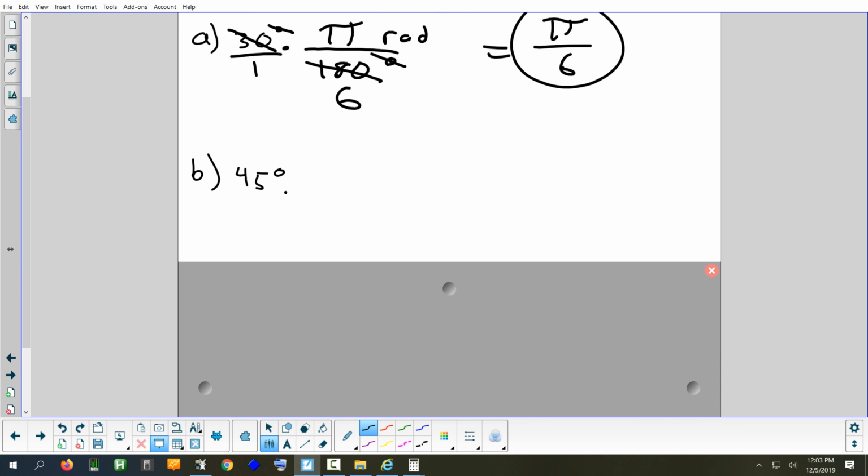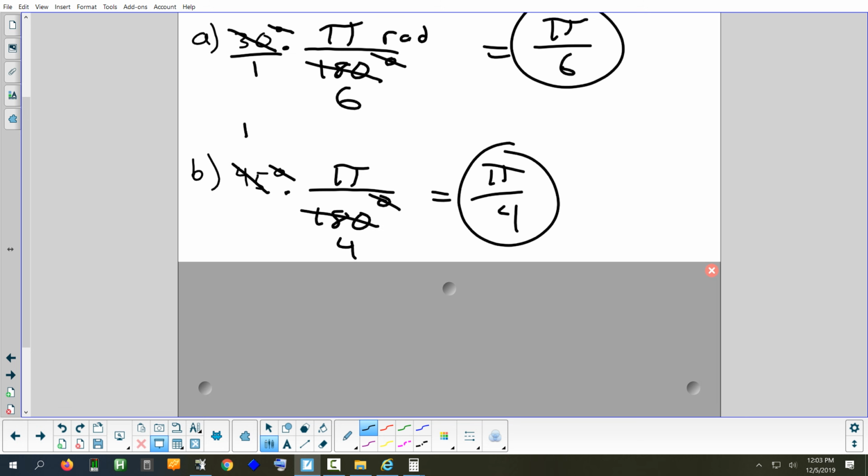Okay. Let's try this one. Where would degrees go to cancel out here? Bottom. What number do we always put with degrees? 180. And that means what's in the top? Pi. RAD is invisible. Degrees and degrees cancel. How many times does 45 go into 180? 4 times. 1, 4, and you get pi over 4. That's how you change a degree to a radian.